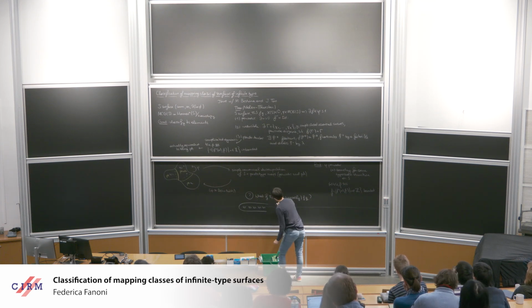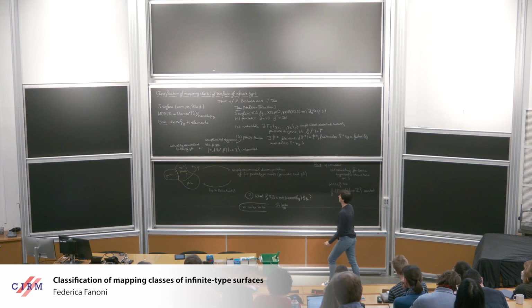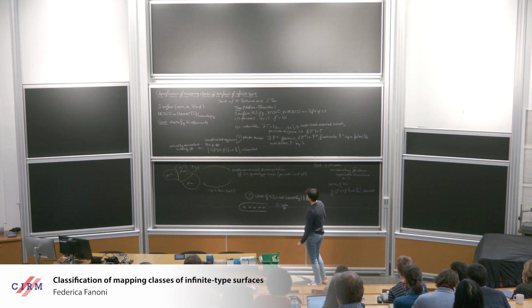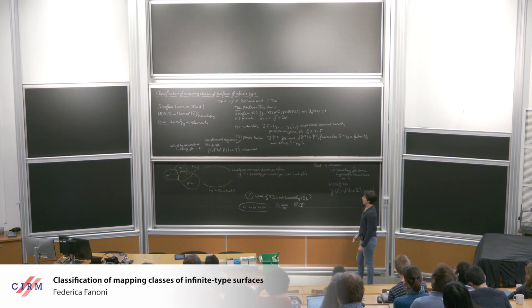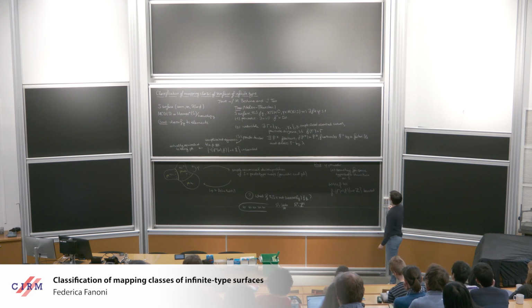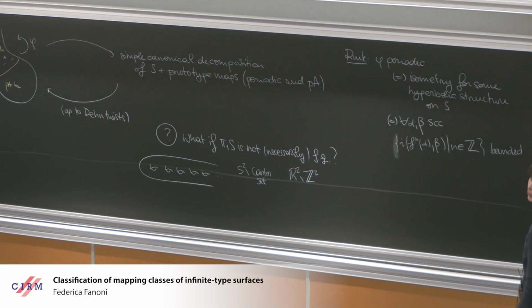We could take a sphere and we could remove a Cantor set. This usually interests the dynamicists, so I hope I'm drawing them in here. Or I can take the plane and I can remove all points with integer coefficients. These are just some examples of infinite type surfaces. There are many, many more. But this is just to have an idea of which kind of surfaces we could be interested in.